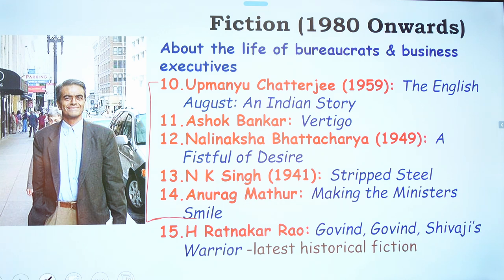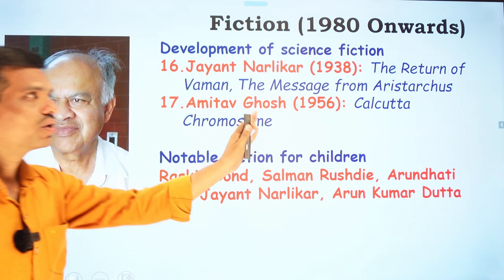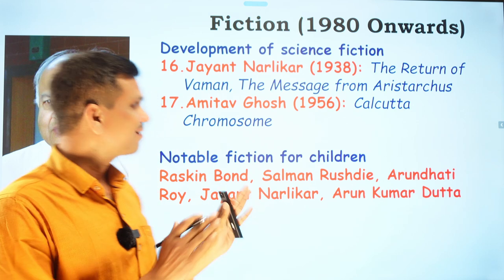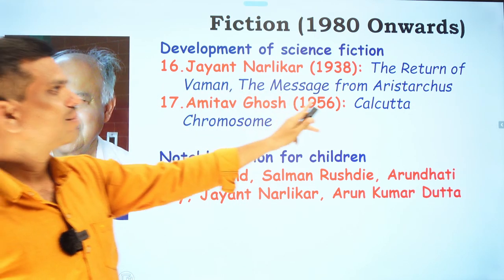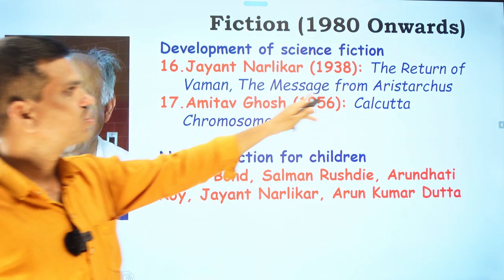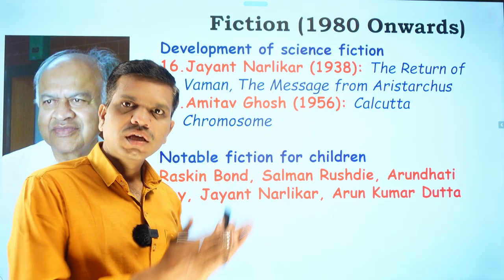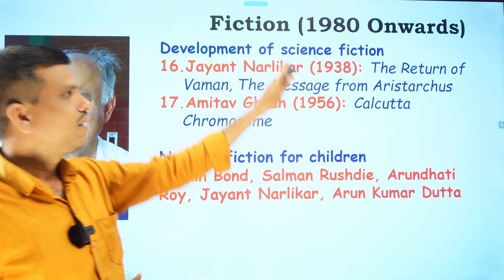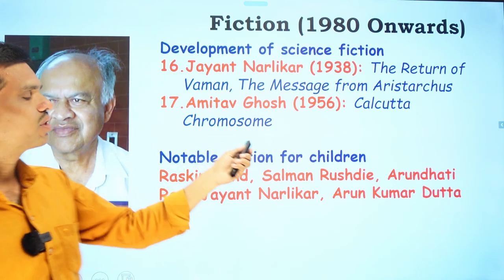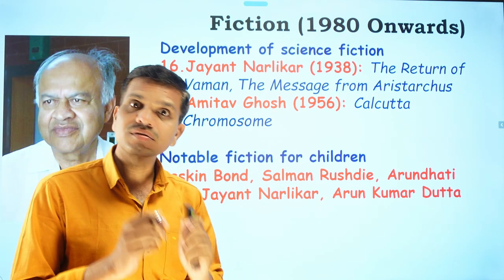Next we have the development of science fiction in the same period, and there are authors like Jayant Narlikar, The Return of Vaman, The Message from Aristarchus. These are some of the science fiction in this period of Indian writing in English. Again, we have Amitav Ghosh, The Calcutta Chromosome, also a science fiction.